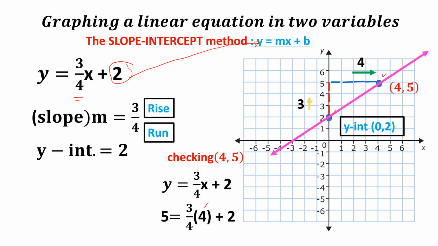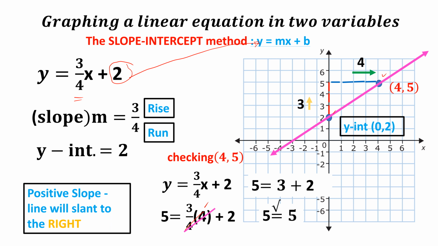So since we will be isolating the 4 there, we will be canceling the 4 over 4 because it equals 1. So that will be cancelled because it equals 1. And so far, 5 is equal to 3 plus 2. Okay, so 5 is equal to 5, meaning our graph is correct.